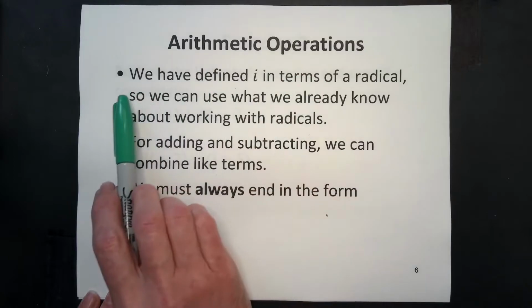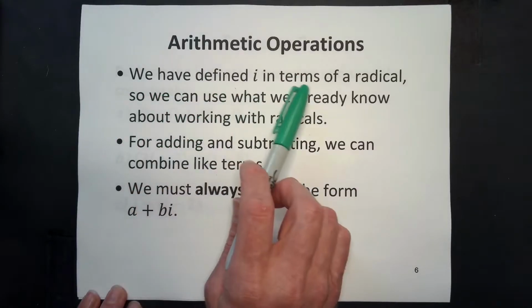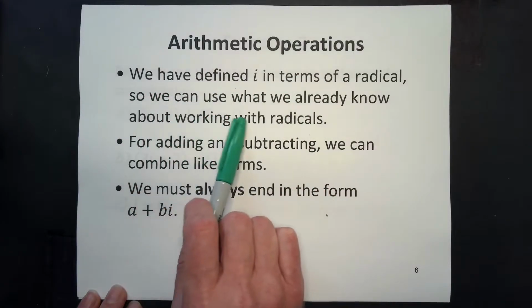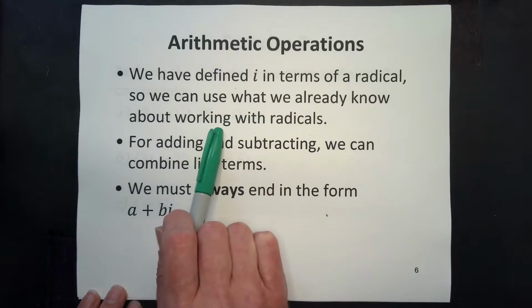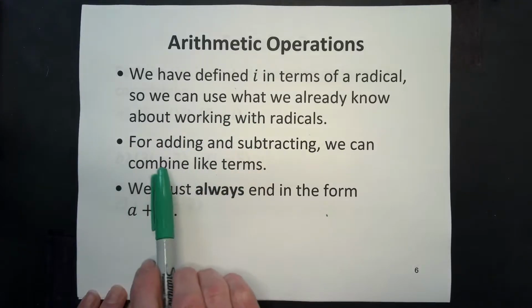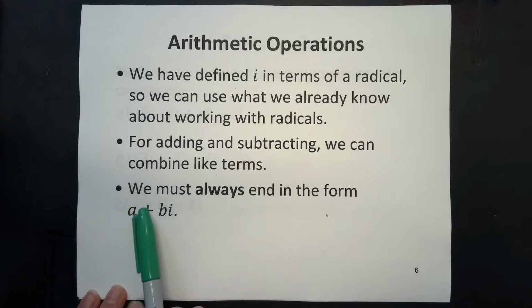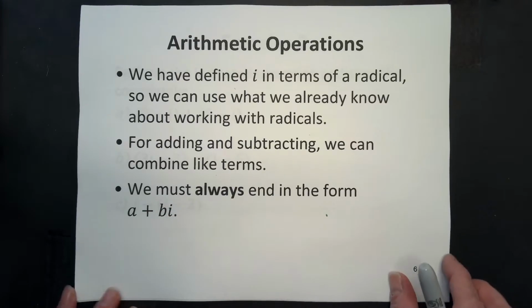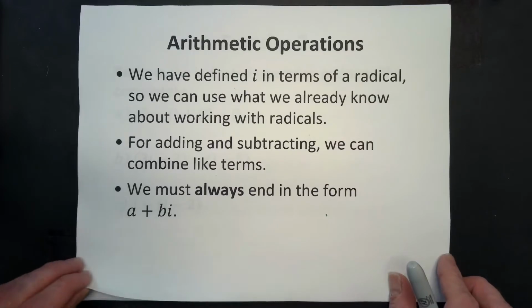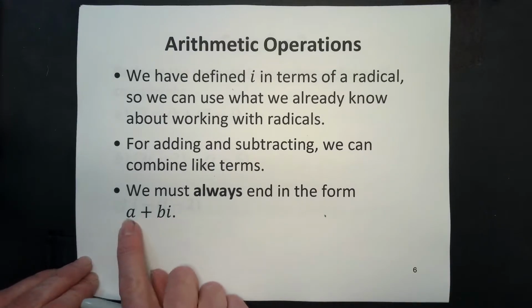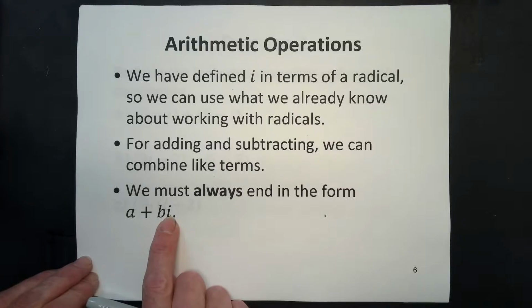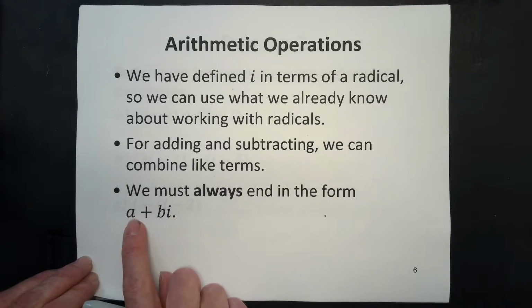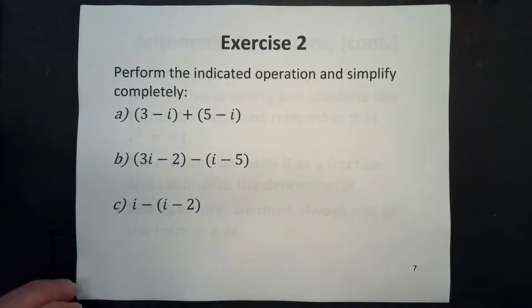Arithmetic operations. We have defined i in terms of a radical, so we can use what we already know about working with radicals. For adding and subtracting, we can combine like terms. We must always end in the form a plus bi. So anything that doesn't have i to the first power is a real part. The real part or the imaginary part could be 0, but it has to have a real part plus an imaginary part, and i has to be to the first power.